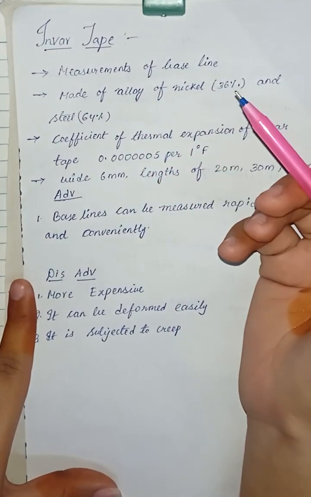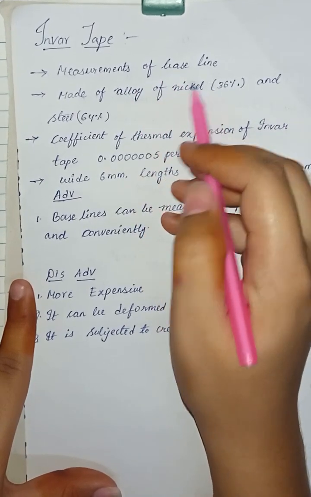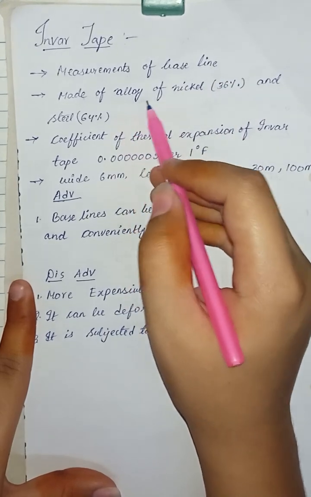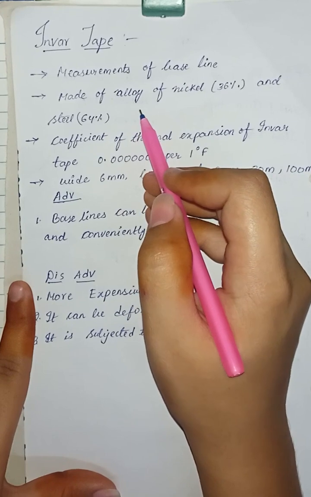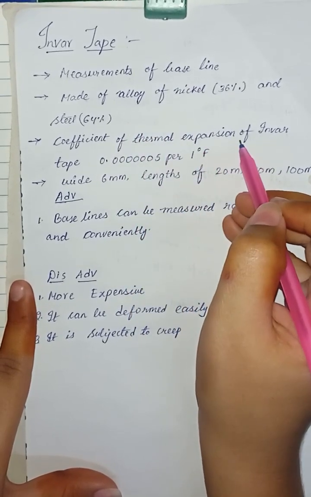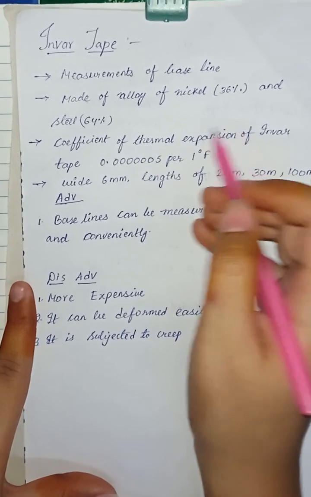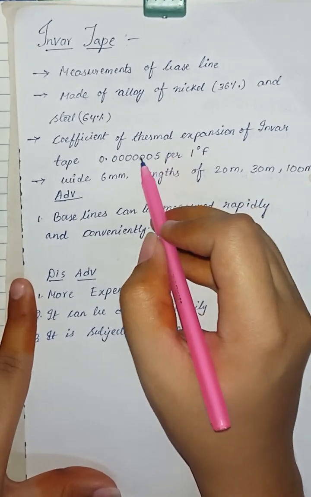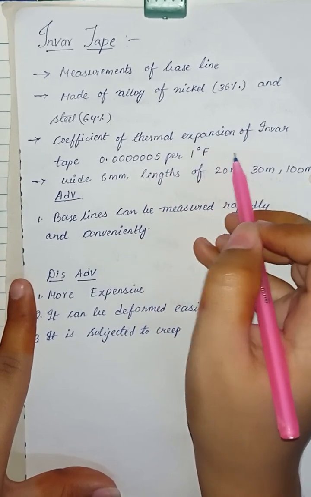What is Invar tape? The Invar tapes are used mainly for linear measurements of very high degree of precision, such as measurement of baseline. The Invar tape is made up of alloy of nickel 36% and steel 64% and often very much less. The coefficient of thermal expansion varies a good deal with individual band, with an average value of 0.00005 per 1 degree Fahrenheit may be taken.